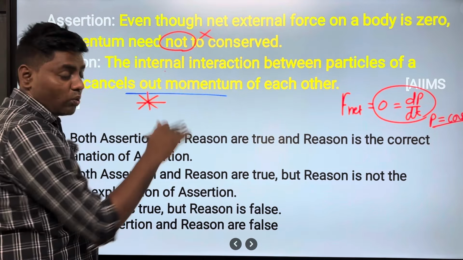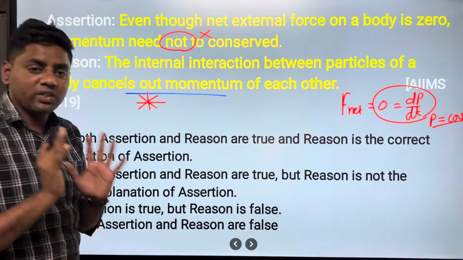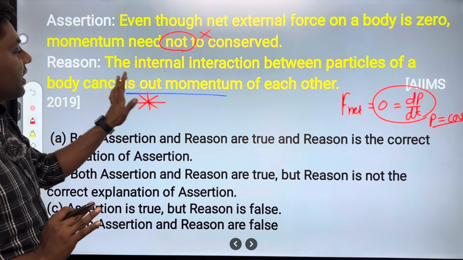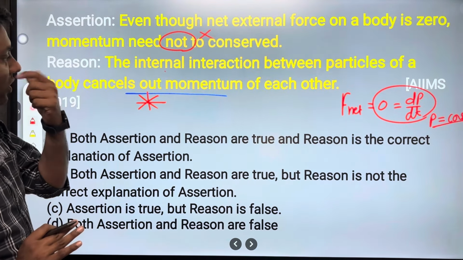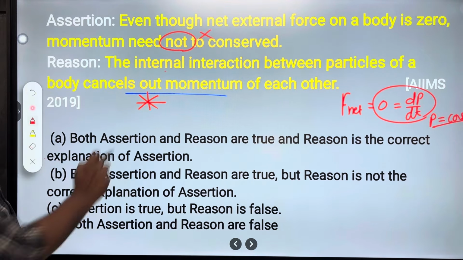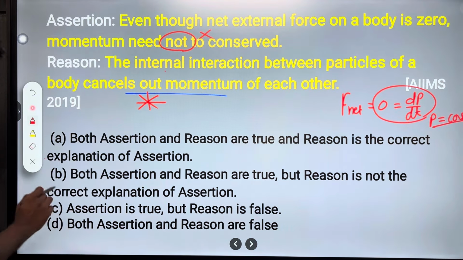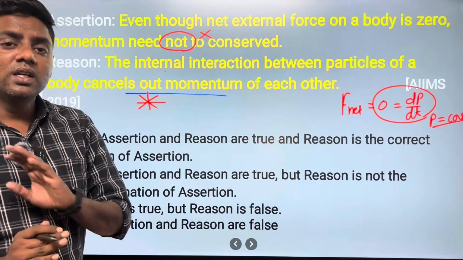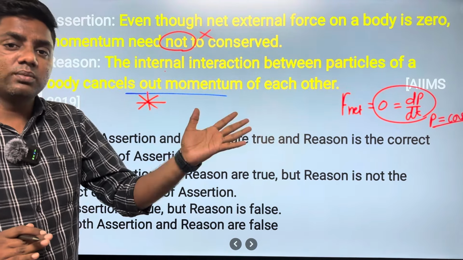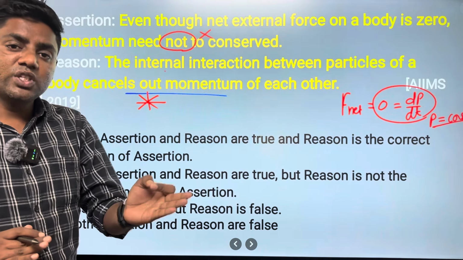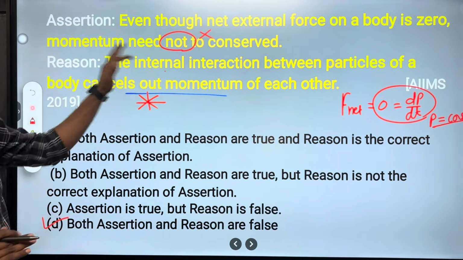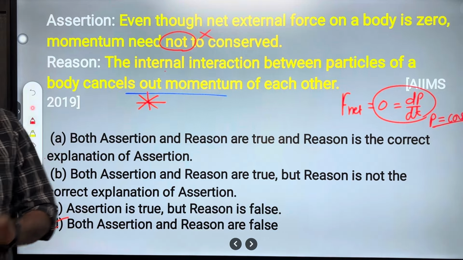What is the right statement? The internal interaction between the particles of the body does not depend on the momentum. So this is also a wrong statement. Therefore the option is, both assertion and reason are false. Very simple to remember: internal interaction between the particles does not contribute to the change in momentum. Remember the statement. According to that, the second statement is also wrong. So both statements are wrong, and we select option D.